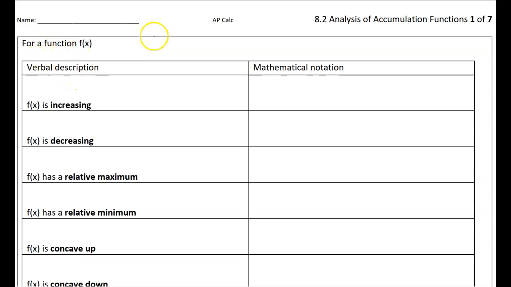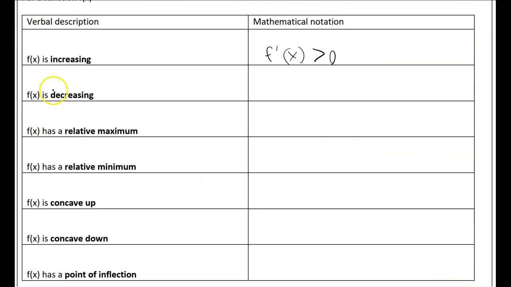All right, ladies and gentlemen, in previous lessons, we've done quite a bit of work translating text about a function into mathematical notation, because that helps us make meaning of what the text is saying, right? So for example, when we see f of x is increasing, the way we think about that is we want f prime of x to be greater than 0.